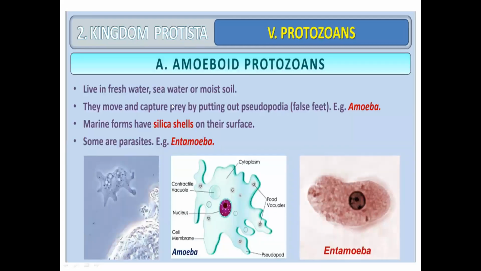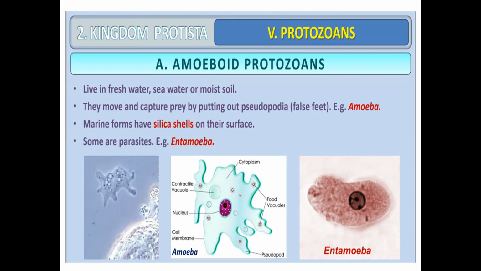Basics. So amoeboid protozoa. Again, same point. We all know these are Protista. Where they live: they are found in water. This water can be either fresh water, sea water, or moist soil. So the common point is that they are aquatic. They move and capture their prey with the help of pseudopodia. Example, amoeba.